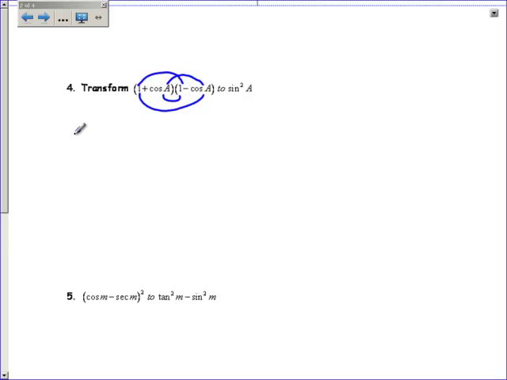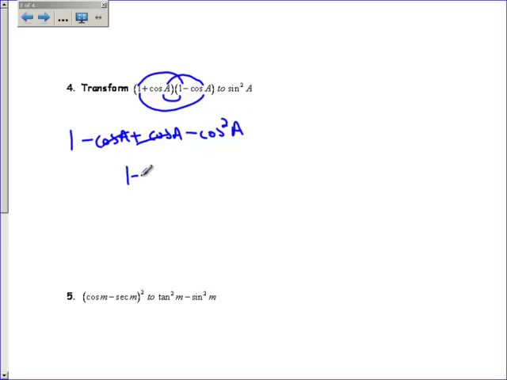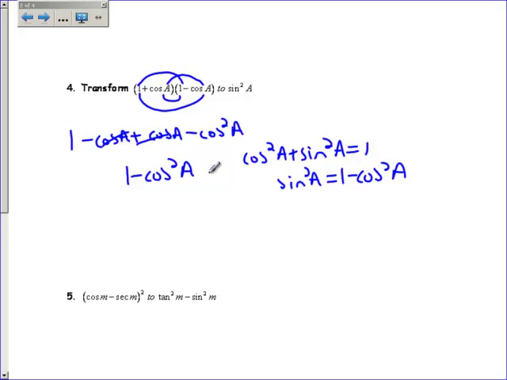Okay, anyway, so if we FOIL this out, we get 1 minus cosine a plus cosine a minus cosine squared a. Those middle terms cancel and we get 1 minus cosine squared a, and we saw that before because cosine squared of an angle plus sine squared of an angle equals 1. We can subtract cosine squared from both sides and get a statement that says sine squared is equal to 1 minus cosine squared. So this equals sine squared, which is exactly what I wanted.